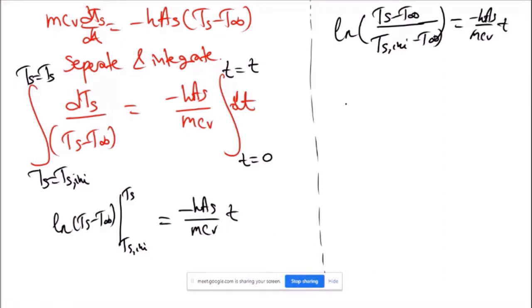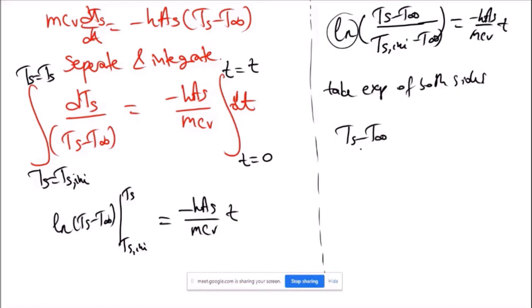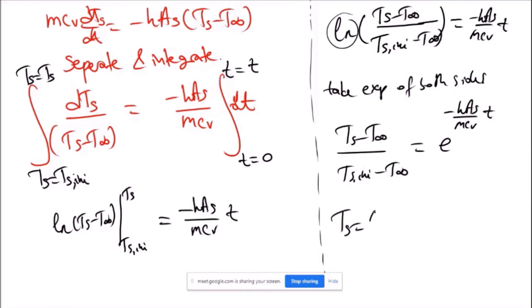Okay. Good. And ln functions are not very common, so we convert them into exponential functions. Take the exponential of both sides, and you will have (Ts minus T infinity)/(Ts initial minus T infinity) equal to e to the power of negative h As/(m Cv) times t. If this part is okay, we can go on, so you can say that Ts is equal to (Ts initial minus T infinity) times e to the power of negative h As/(m Cv) times t, plus T infinity.